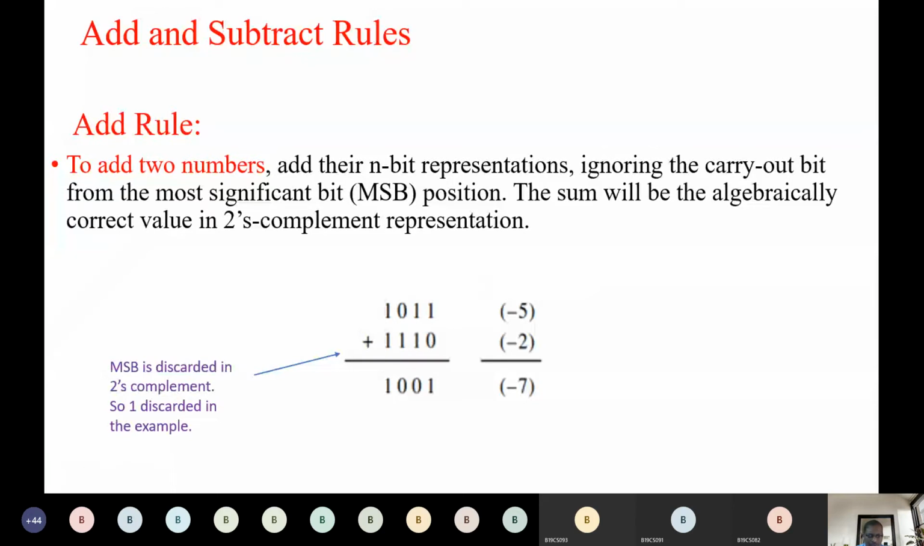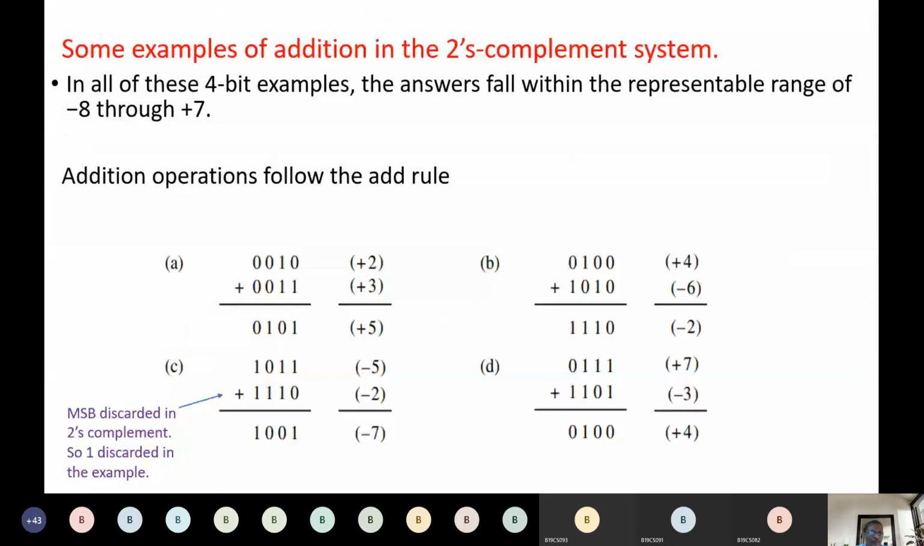If you have any doubts, please ask me, or else we'll go with the next slide. Now we'll see a few other examples of the add rule. Some examples of addition in 2's complement system. All are 4-bit examples, 4-bit values we are trying to add. And after adding, they must be within the range. What is the range of 2's complement? All the values of 2's complement will be -8 to +7. Just now we saw in the circle all the values from -8 to +7.